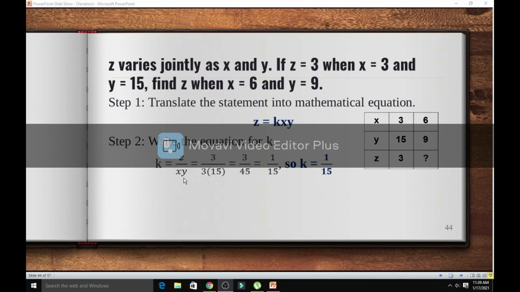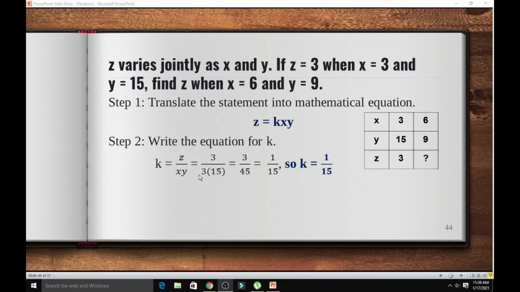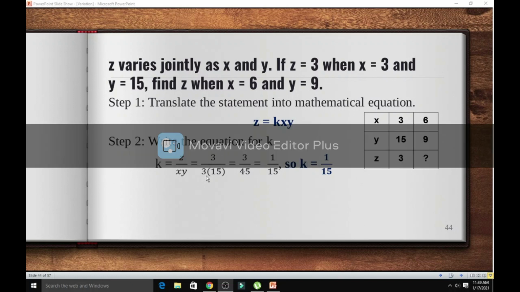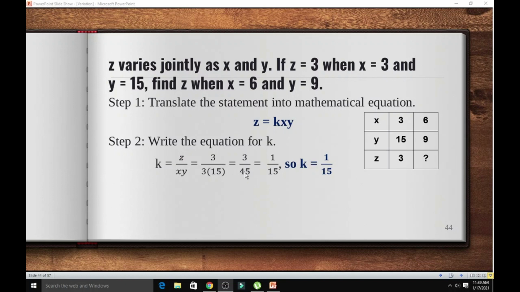And then, we are going to substitute yung tatlong unang values ng x, y, and z para mahanap natin si k. So, z is equal to 3, ito yon. And then, x is equal to 3, multiplied by the value of y, which is 15. So, 3 over 3 multiplied by 15. Ngayon, kopyahin lang natin si numerator and multiply 3 and 15. So, that is equal to 45.